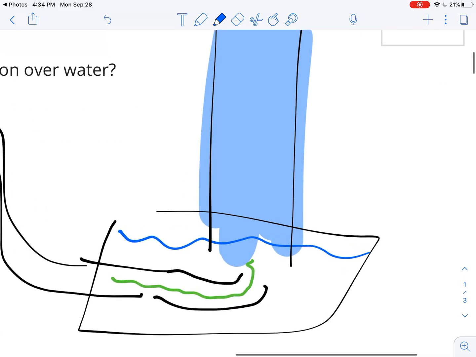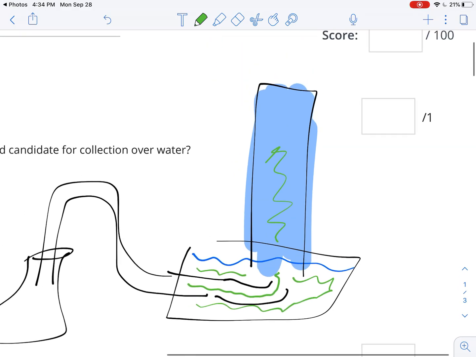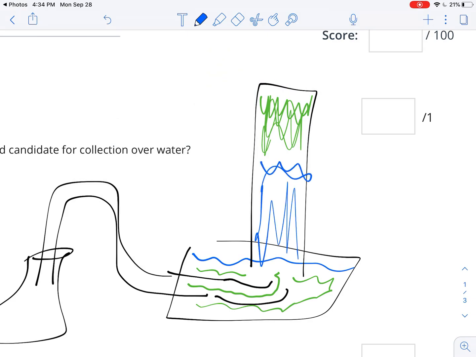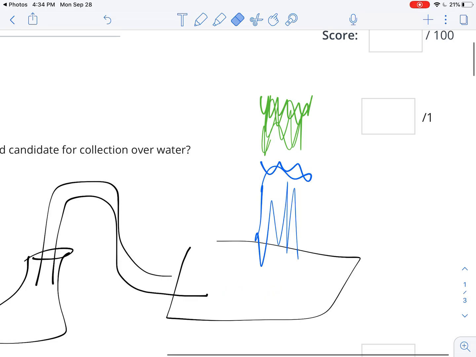If that gas interacts with the water, then it's going to end up here in the water, and that's not what you want. You don't want it to dissolve in the water. You want it to not dissolve in the water and therefore displace the water. So you want it to be above the water so that it pushes the water down and doesn't dissolve in it. Because if it dissolves in the water, it defeats the entire purpose of everything.